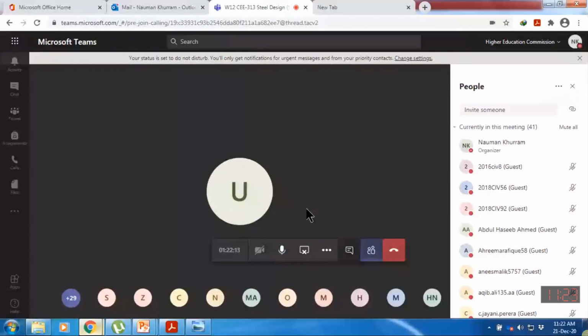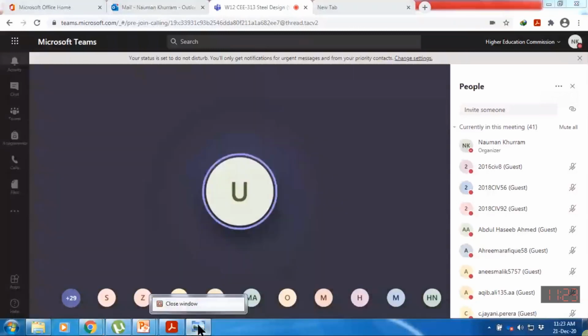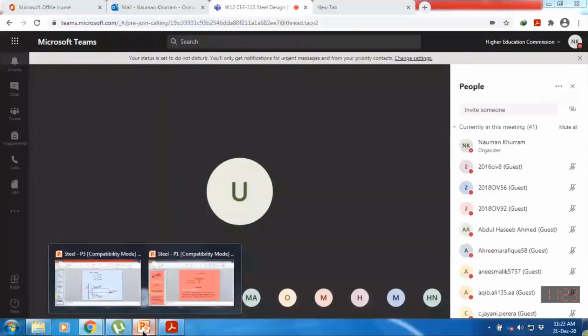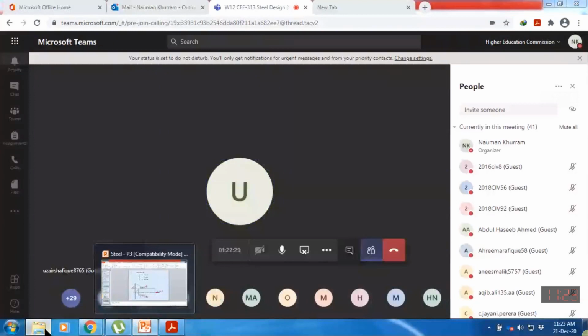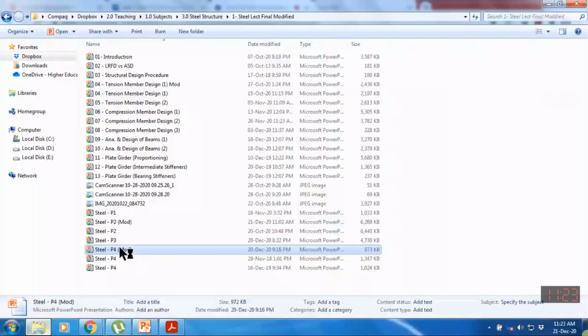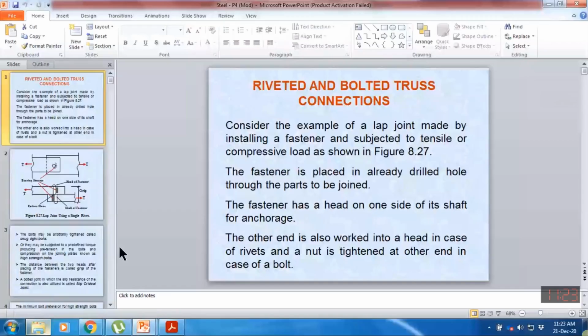Bismillah Rahman Rahim. Dear students, we are going to start the new topic, which is related to connection design. In this particular topic, we are going to study how we can design a fastener type of connection. Fastener means riveted or bolted truss connection. I am going to explain some salient features of this fastener type of connection.